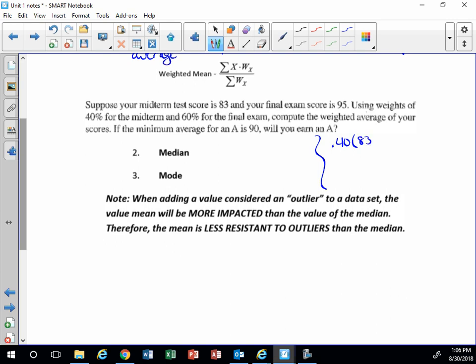So I would do 0.4 times the 83, add to it 0.6 times the 95. You're dividing by 1 here, because 0.6 plus 0.4 is 1, and you do get the 90.2, so yes, you get the A.